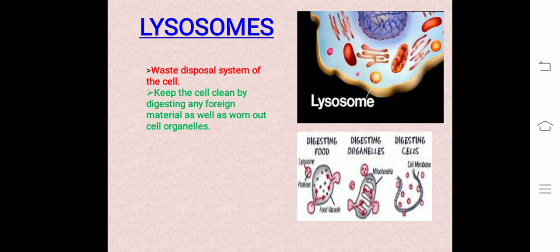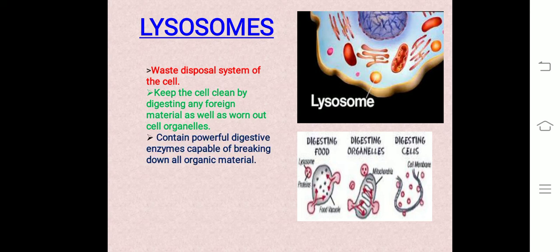Lysosomes help to keep the cell clean by digesting any foreign material as well as worn out cell organelles. Foreign materials entering the cell, such as bacteria or food, as well as old organelles, end up in the lysosomes, which break them up into small pieces. Lysosomes are able to do this because they contain powerful digestive enzymes which are capable of breaking down all organic material.